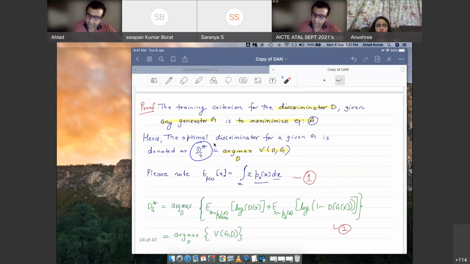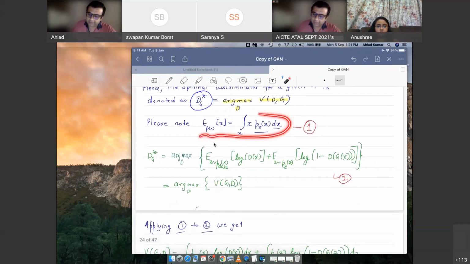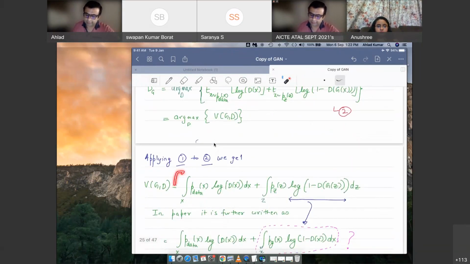So you know that the expectations can be written like this in continuous form. This, I think, you can get to know from the probability distribution. And now the important thing is we are applying this expectation over this particular expression. So what we get is this. An important point here is, the expectation on the second part is with the probability distribution Pz of z, and then we have log of 1 minus D of G of z. Here we have p data of x, and then we have log of D of x.